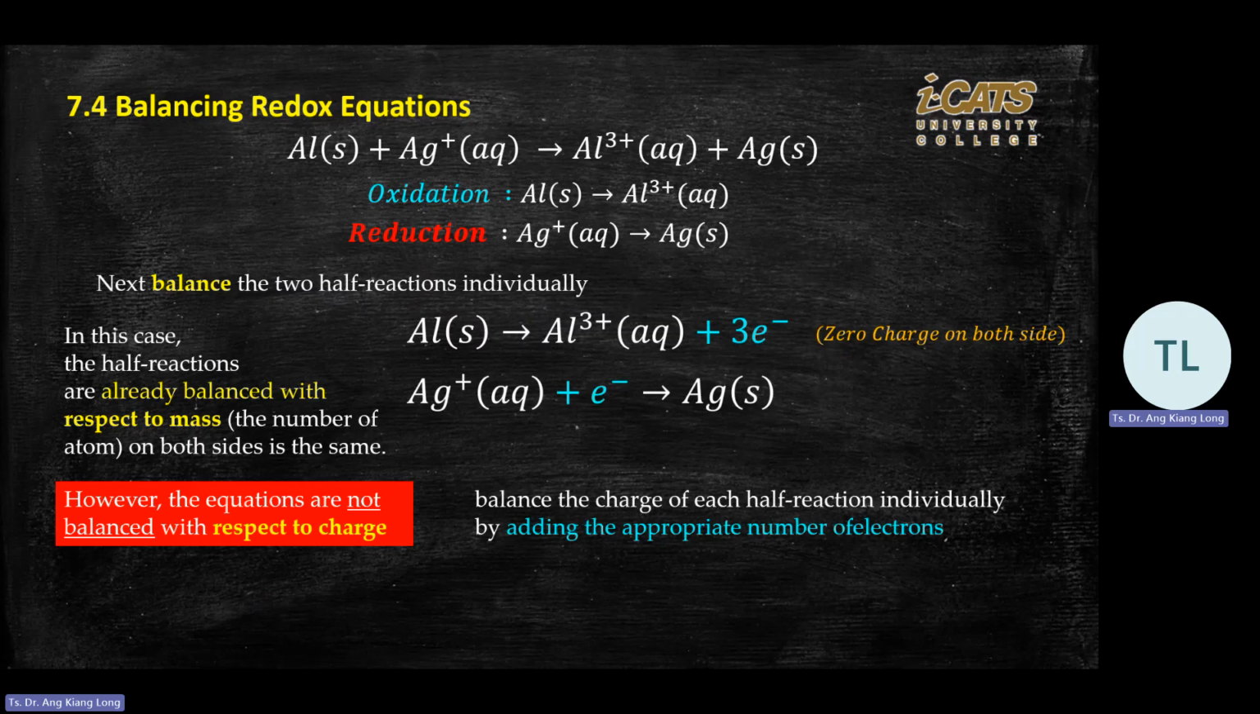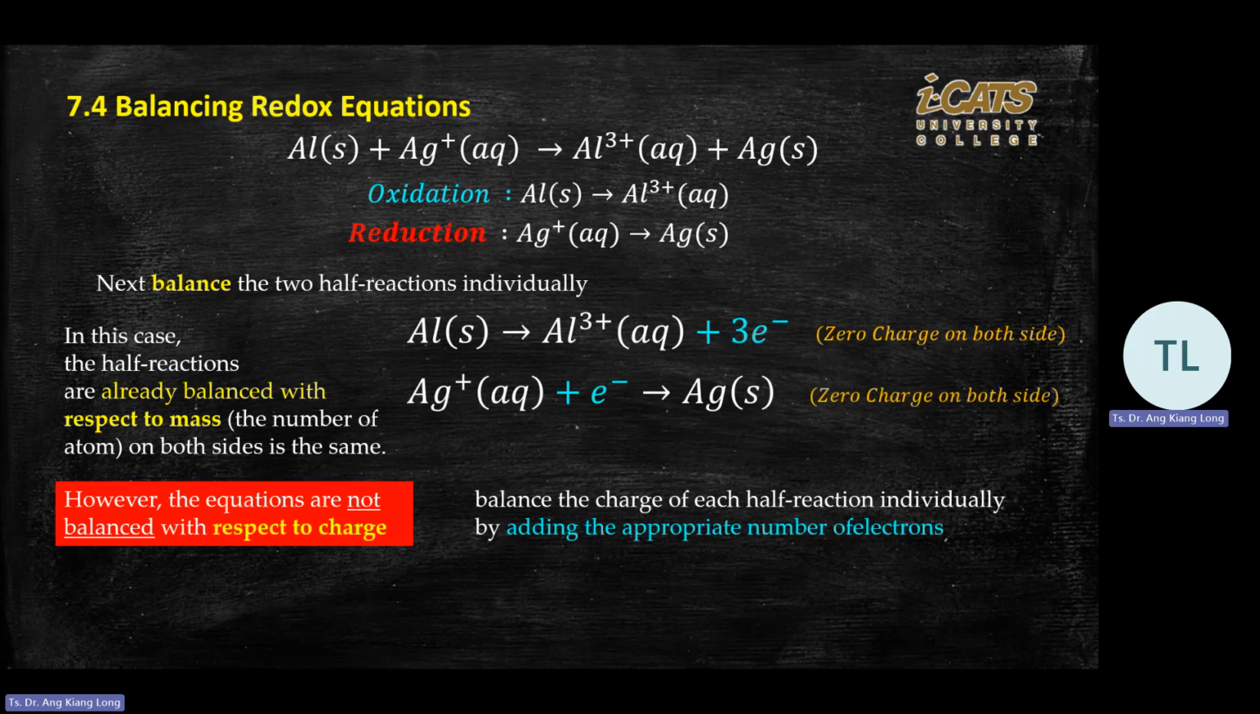And these two half equations, the Al and Ag plus equations, you actually see them as the simultaneous equations that you learn in your mathematics. So we want to solve the simultaneous equations. You must have the same unknown or the same coefficient. In this case, the electron coefficient must be the same. Then only can you solve the simultaneous equations.